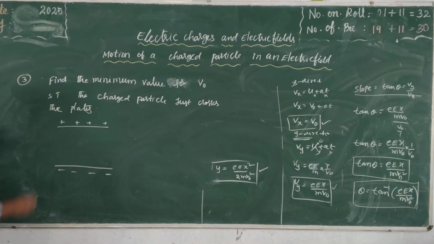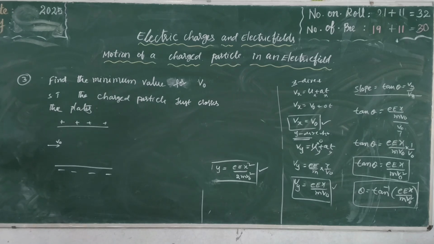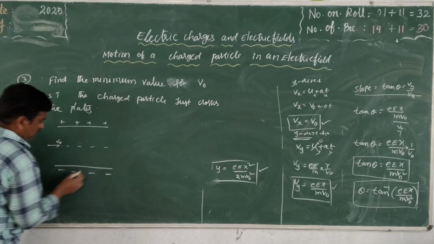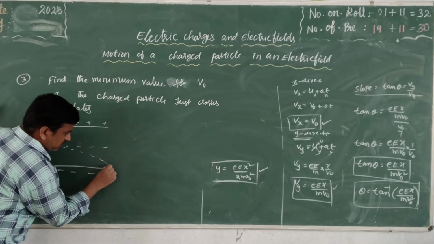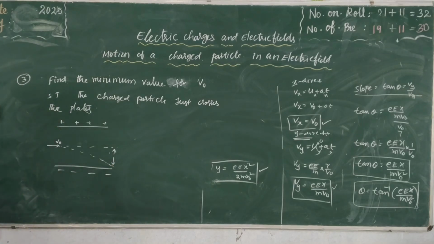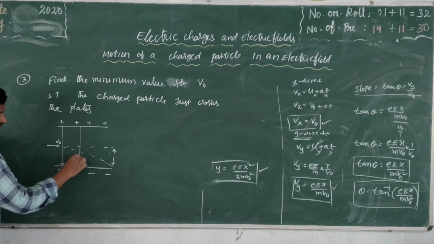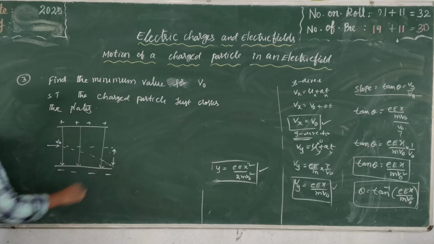Here see, here particle is there. It is moving with v naught. What is the minimum value for v naught for just crossing the plates? See, this is the direction, but it is moving in this direction. For what minimum value of v naught it just crosses the plates, that we want to find out. See in this one, this is the direction of electric field, positive to negative.